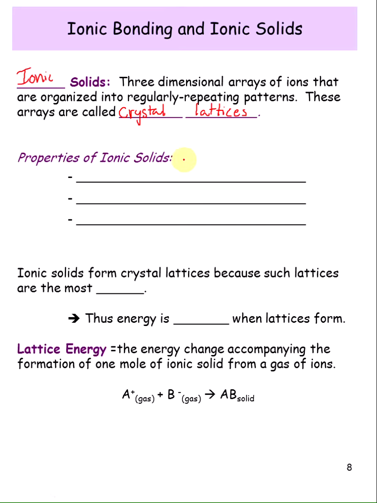Now, if we're looking at some of the properties of ionic solids, first of all, they conduct electricity in water and when melted, or molten. They are also brittle, which means if you hit them with a hammer or something like that, they'll crumble, they'll break apart. And they also have very high melting points.